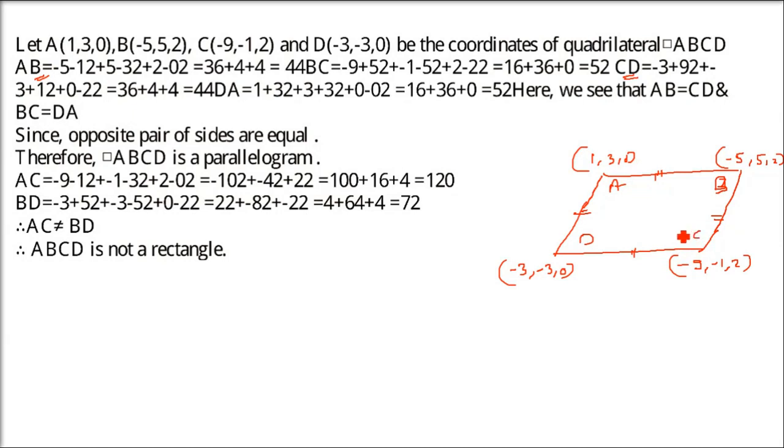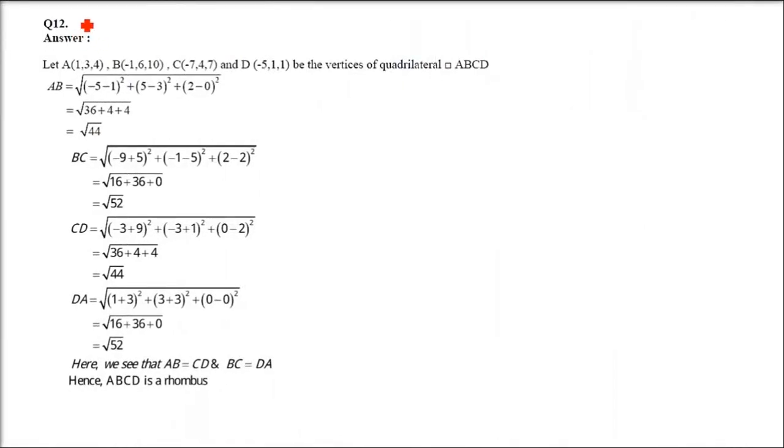But we have to show that it is not a rectangle. What do we do? If it is a rectangle, we will try to find out the diagonals. In a rectangle, the diagonals are equal. So when we find out AC and DB, you will see that they are not equal. Hence it is confirmed that it is a parallelogram and not a rectangle. It's a parallelogram because of the opposite sides being equal, but because the diagonals are not equal, it's not a rectangle.